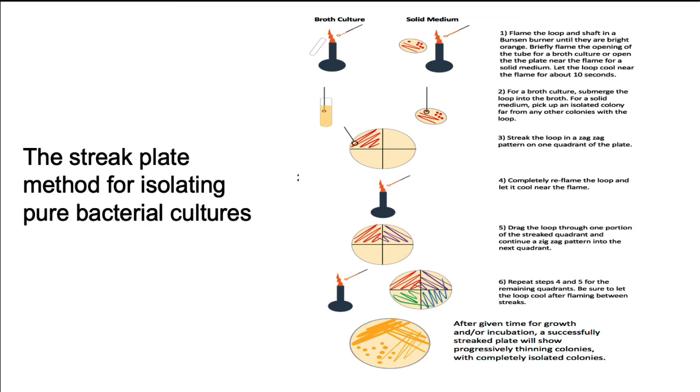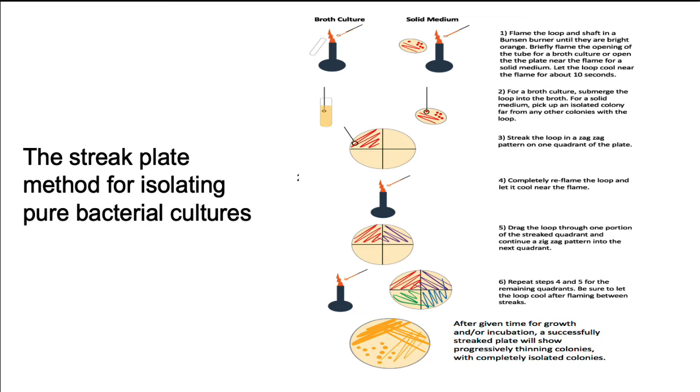Okay, so we are in step 3. You streak the loop in a zigzag pattern on one quadrant of the plate. Now comes the important part. You have to flame your loop. The reason is that you want to spread the cells that you already put in that first quadrant without adding more. So by flaming the loop, you are killing everybody else on the loop. You wait until it cools down, and then you drag the loop from the first quadrant into the second one, and then you keep zigzagging.